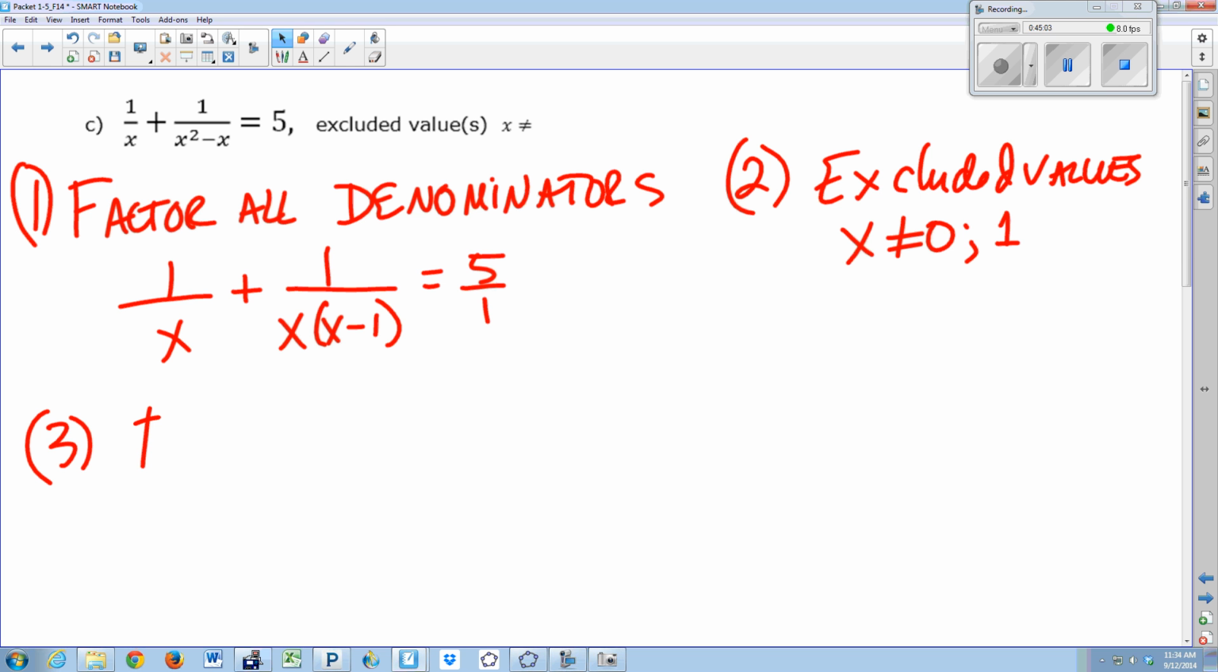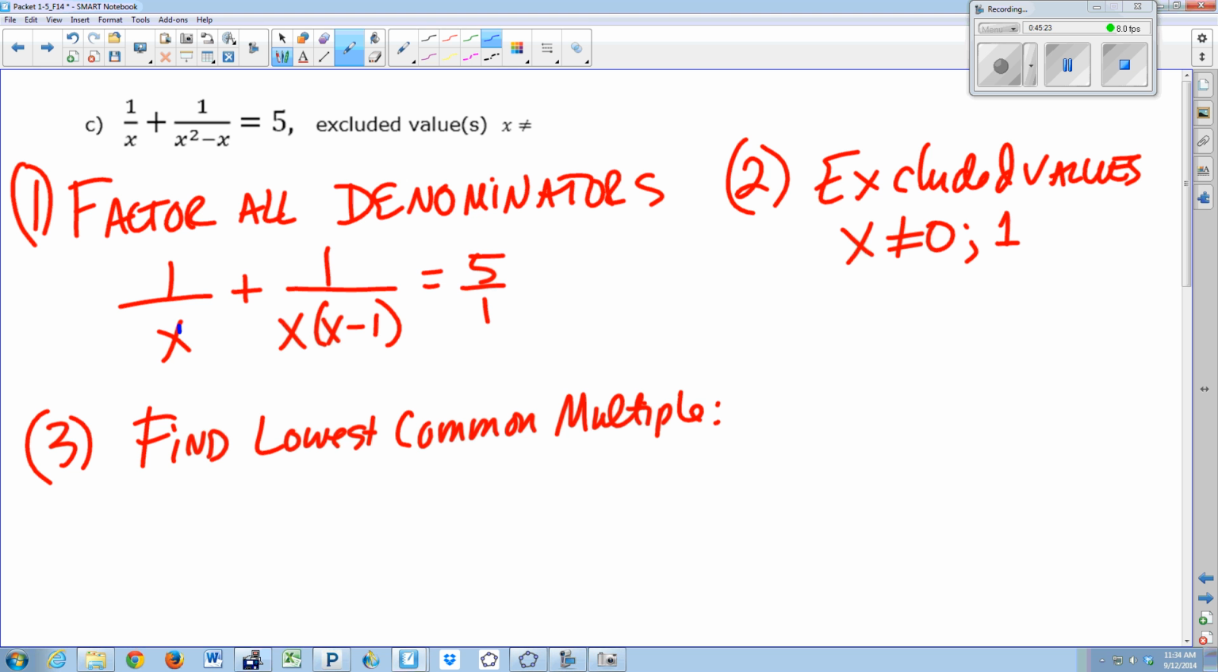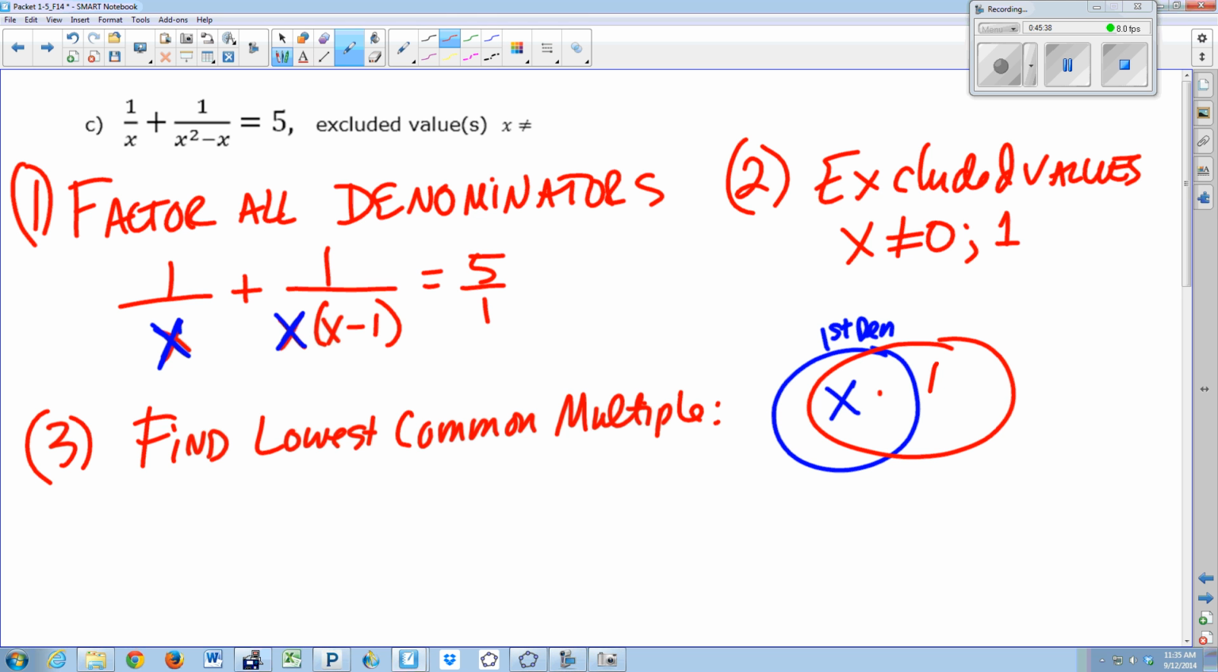Third step, find the lowest common multiple. Well, you're in luck here, folks, because your second denominator is a multiple of the first. It's the x minus 1 multiple. You've got two prime factors here: x, and x minus 1. If you were looking at the little Venn diagram, here's your first denominator, x. To get your second denominator, you grab that x and multiply it by x minus 1. And there you go, that's your LCM: x times x minus 1.